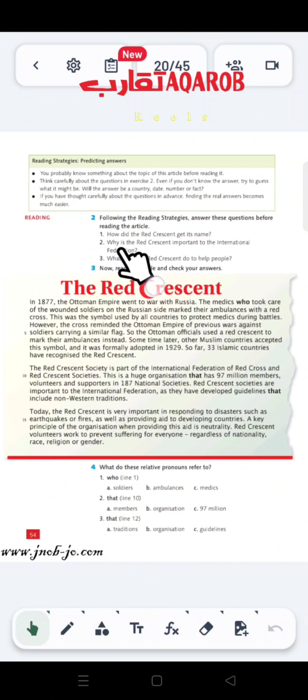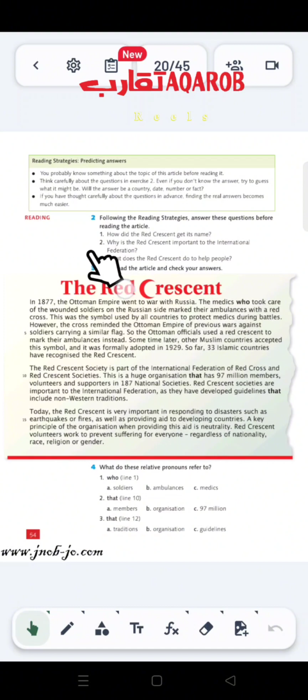Now, question number 2. Why is the Red Crescent important to the International Federation? So it's important because the Red Crescent societies have developed guidelines that include non-Western traditions. Non-Western traditions are the traditions of the people in the Middle East, or the traditions of the Middle Eastern.